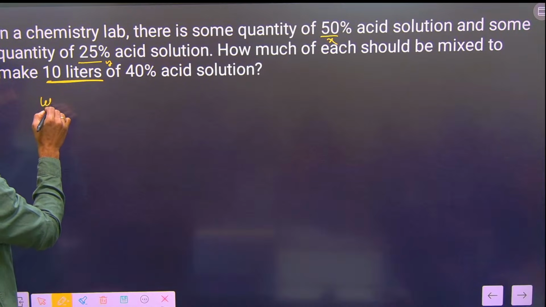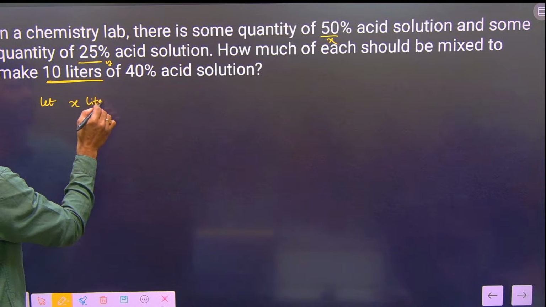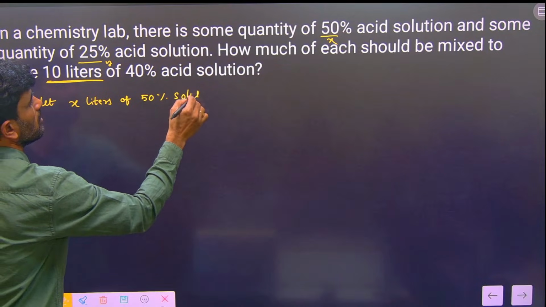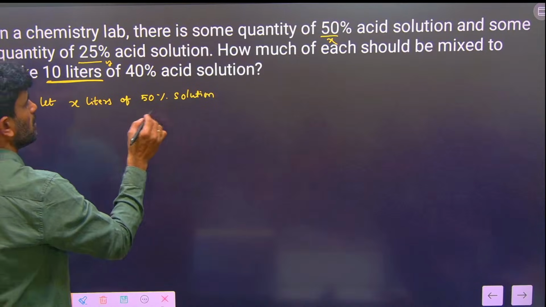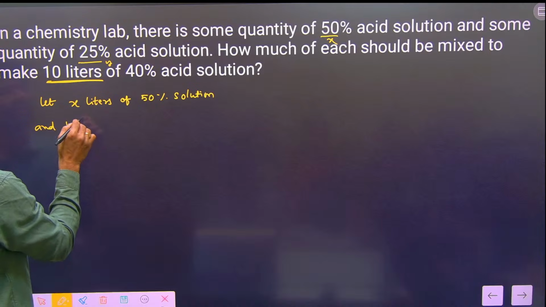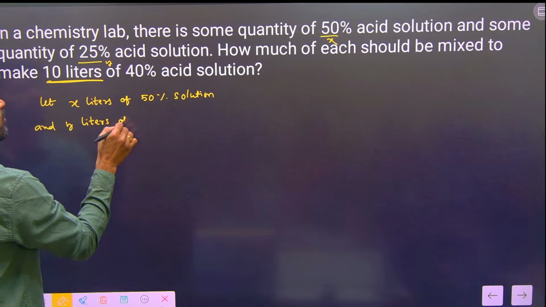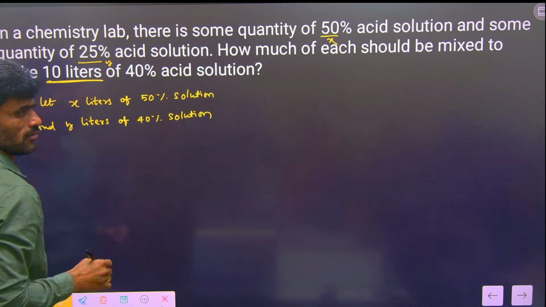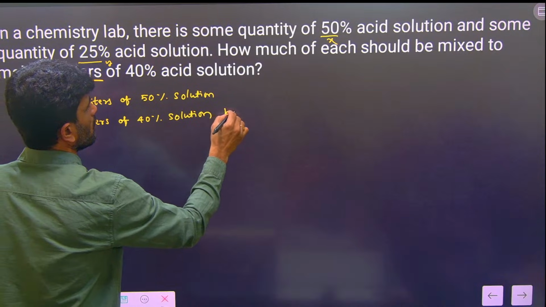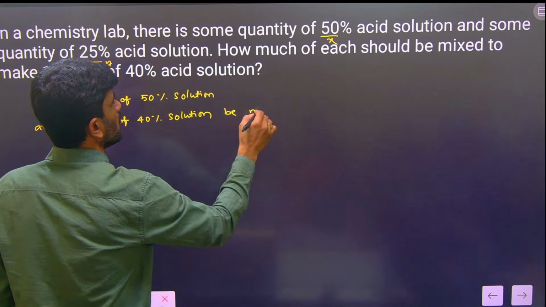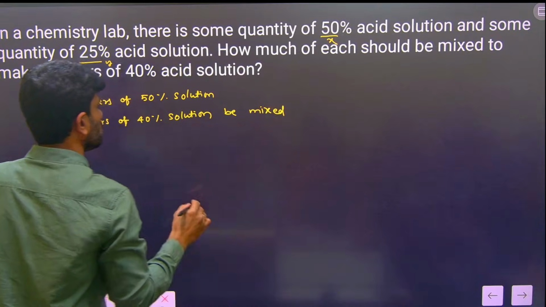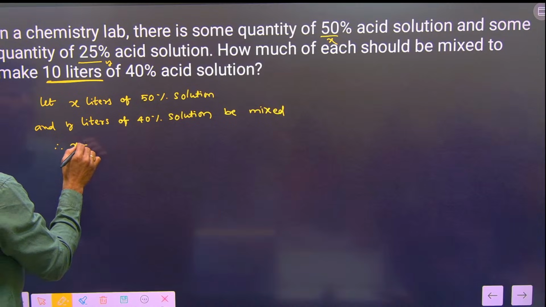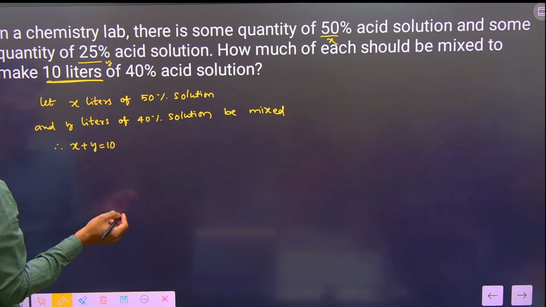What we will write? Let x liters of 50% solution and y liters of 25% solution be taken. Then what happens? Total how many liters we have to get? 10 liters. Therefore, we get the first equation: x plus y is equal to 10.